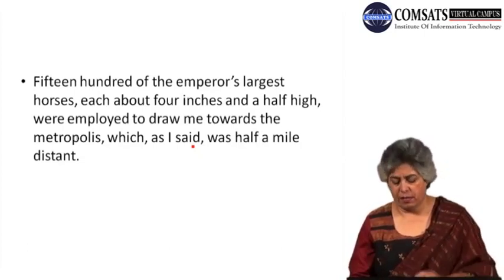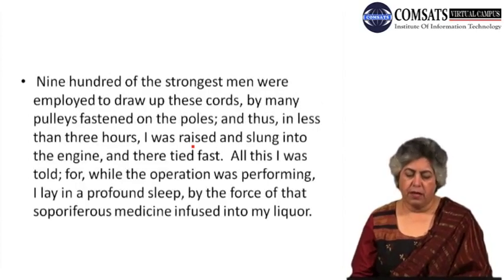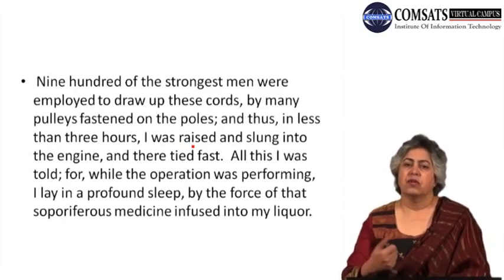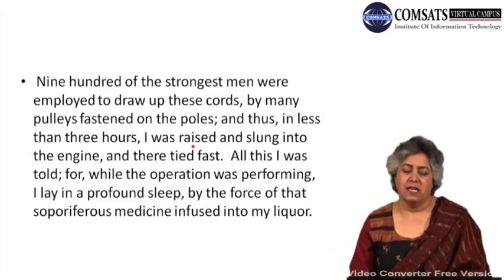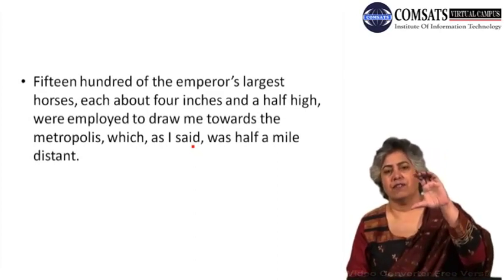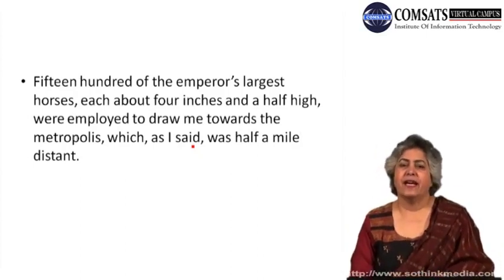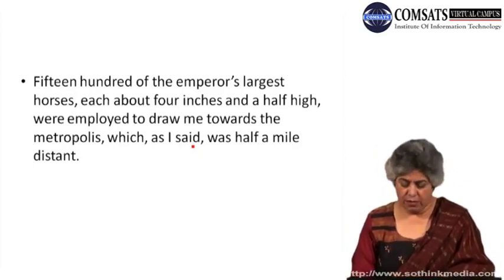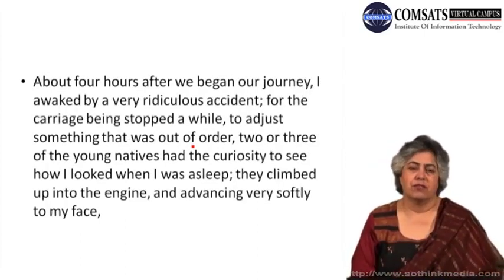And it's later, much later, that he's told that 900 of the men were employed to pull these cords that they tie, and 1,500 of the emperor's largest horses, each about 4.5 inches high. Can you see horses this big? They had to pull. So obviously they needed 1,500. 500 and the horses would have collapsed.